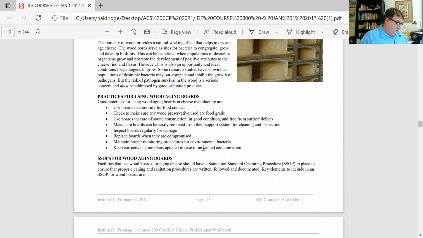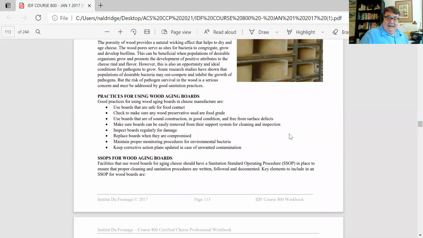And a lot of this is going to be common sense. SSOPs for wood aging, sanitation standard operating procedure. If you haven't written down sanitation standard operating procedure, SSOP, they could ask questions. They could throw out sanitation standard and throw in a different word than operating procedure, and ask you what is an SSOP, and you would have to pick out sanitation standard operating procedure. That could be a question. So know about that.